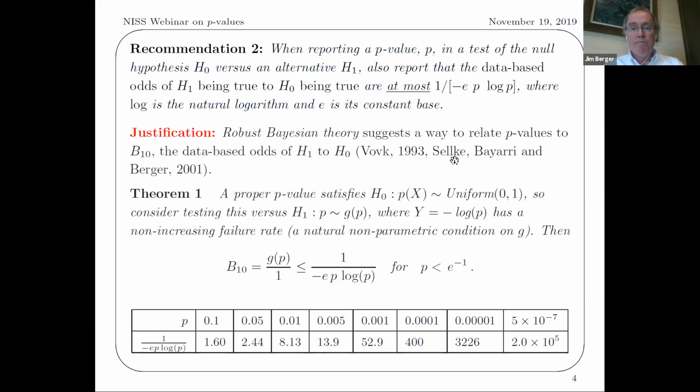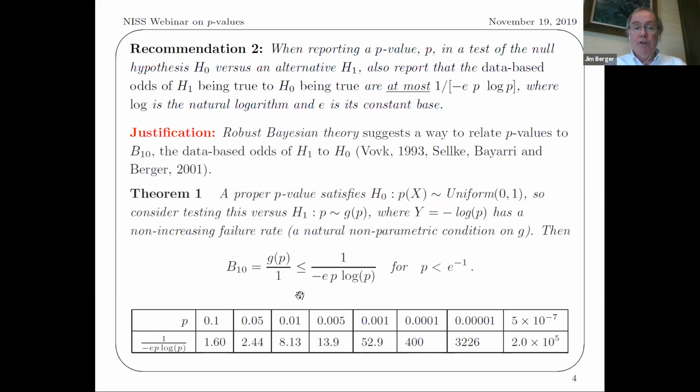Well, so then the Bayes factor now, if under the null hypothesis it's uniform, so the density is just 1. Under the alternative, p has this density g of p, so g of p divided by 1 is the odds in favor of the alternative hypothesis. And then it's just a math theorem that says that under this condition, this quantity is less than or equal to 1 over minus e p log p.